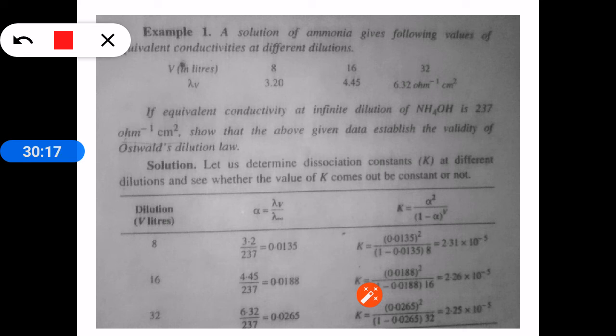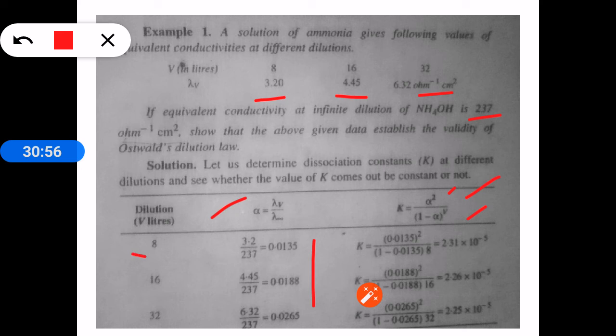From Ostwald dilution law, we obtained K equals alpha square by 1 minus alpha into V. If K value is found to be constant at different dilutions, then this law is valid. Because K is the equilibrium constant, it should be constant at different dilutions. For this, we have to calculate the alpha value. Alpha can be obtained from lambda V by lambda infinity, and lambda V values are given at different dilutions. And lambda infinity is also given to us. Substitute this, you will get the value of alpha, and substitute alpha values and V value in this equation.